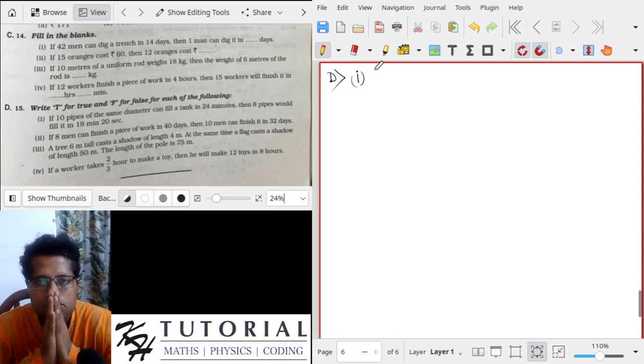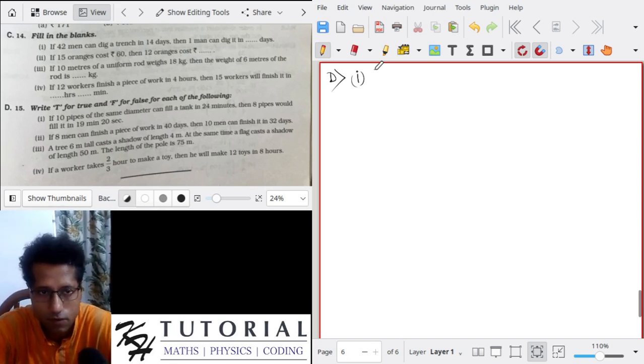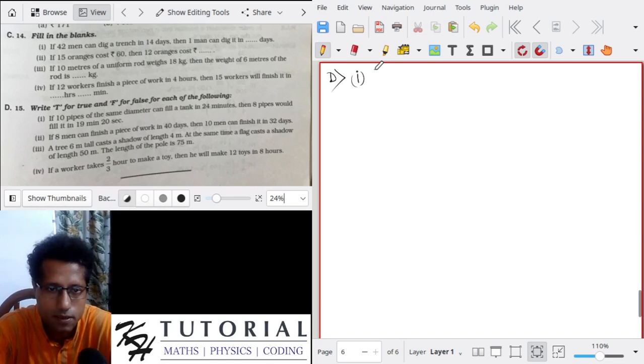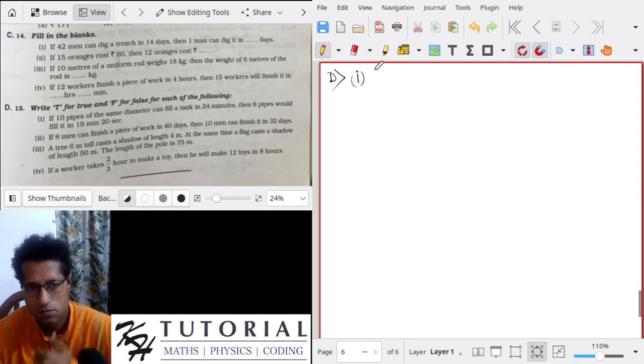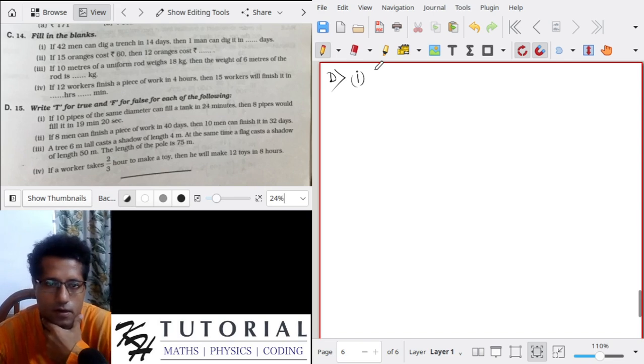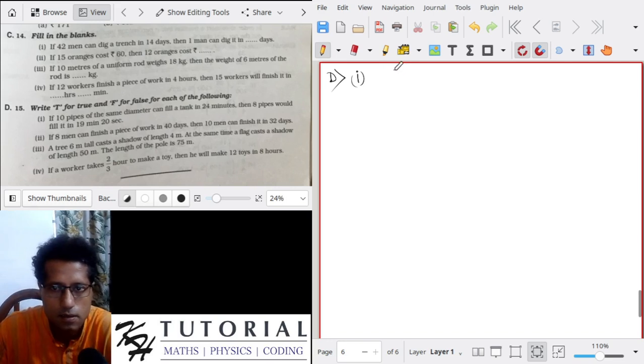Now the quantity A is the number of pipes, and the quantity B is the amount of time in minutes that the pipes take to fill a tank. Definitely A and B vary inversely, because the more pipes, the less time required to fill the tank. So A and B vary inversely. That means the product AB will be constant. So we can say that 10 pipes take 24 minutes to fill the tank. So 10 into 24 will be equal to, it is saying that 8 pipes would fill it in 19 minutes 20 seconds.